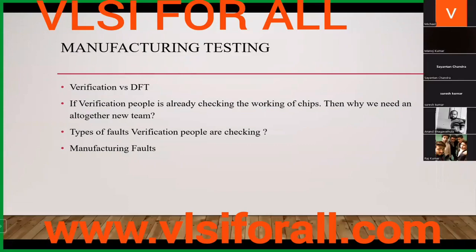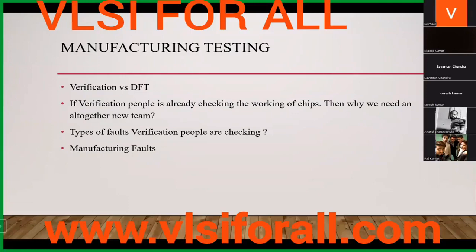Sorry, I have a question. Yeah, just go ahead. DFT engineers are somehow making the job of the verification engineer easier. Are we replacing the verification engineer? No, we are not replacing the verification engineer. Verification is separate. A verification engineer is doing something very different than DFT.